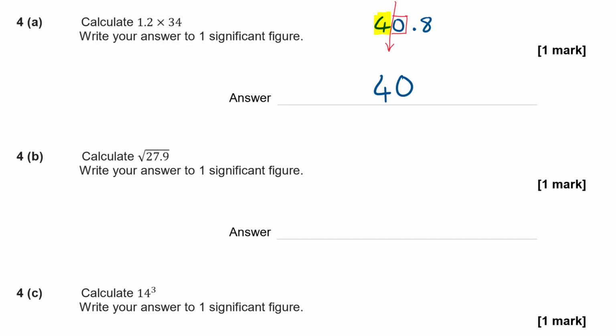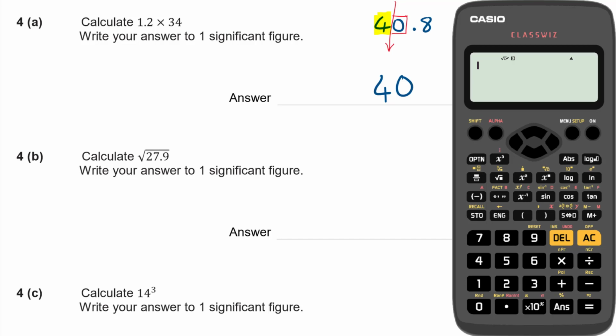4b, calculate the root of 27.9. Okay, again, I'm just going to work that out on my calculator first. So, root 27.9, what's that equal to? Okay, so that's 5.28204. I'm going to write all that down. So I'm just going to write down the full display to start with.